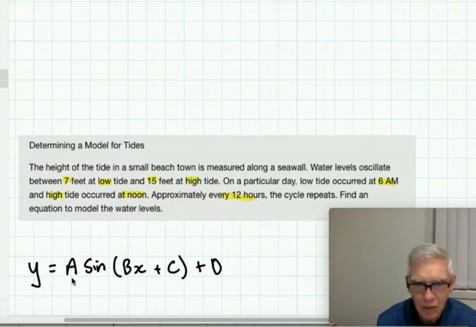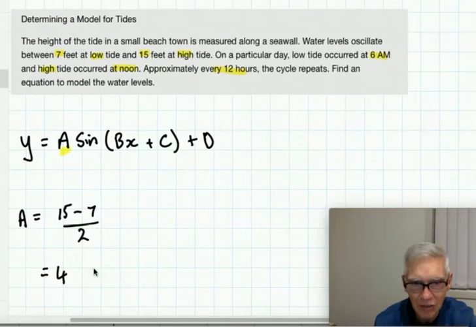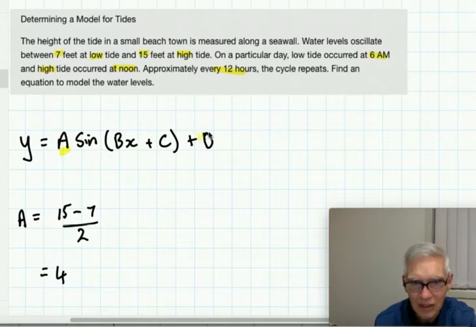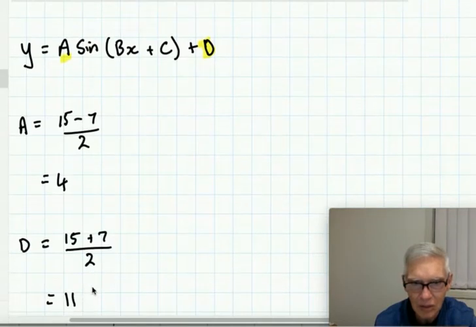So here's our formula: y equals a sine bx plus c, plus d. We want to work out a, the amplitude, so this is where we take the high and the low and subtract them, 15 minus 7, and divide that by 2. That gives us a value of 4. To find the d value, we add those two values and divide by 2. That's 22 divided by 2, which is 11.